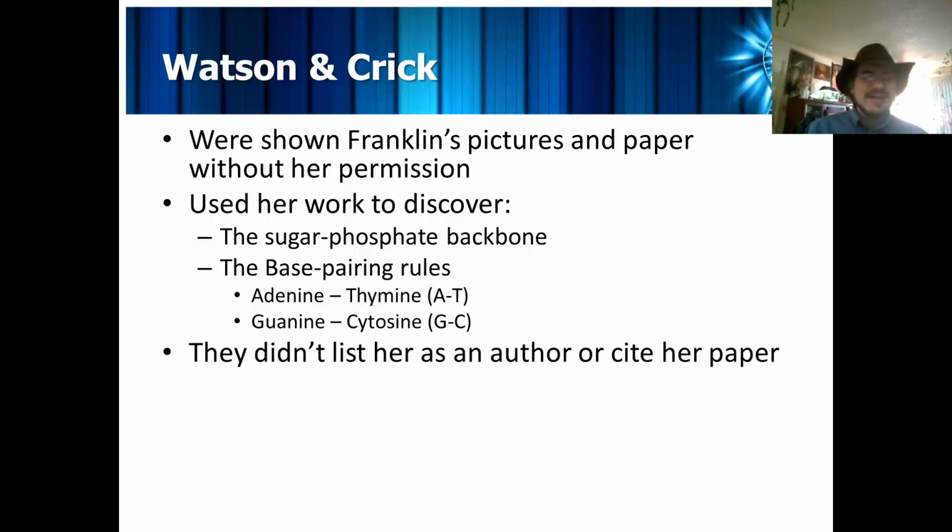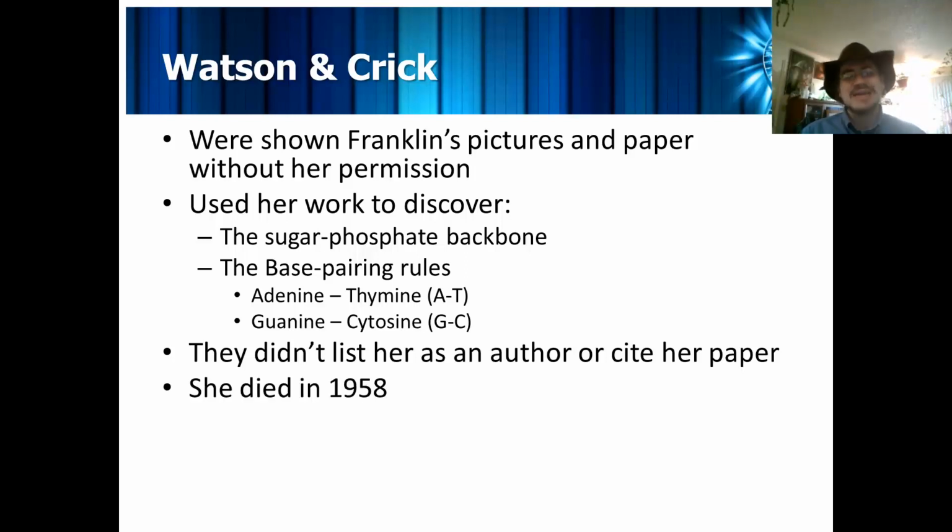Unfortunately, they did not list her as an author on their paper, even though they used a large amount of her work. And they didn't cite any of her work in their paper either. So they kind of just gave her the tiniest footnote on one page of a very long research paper, and pretty much said, this woman did stuff. Who cares? Look at our work. We're amazing.